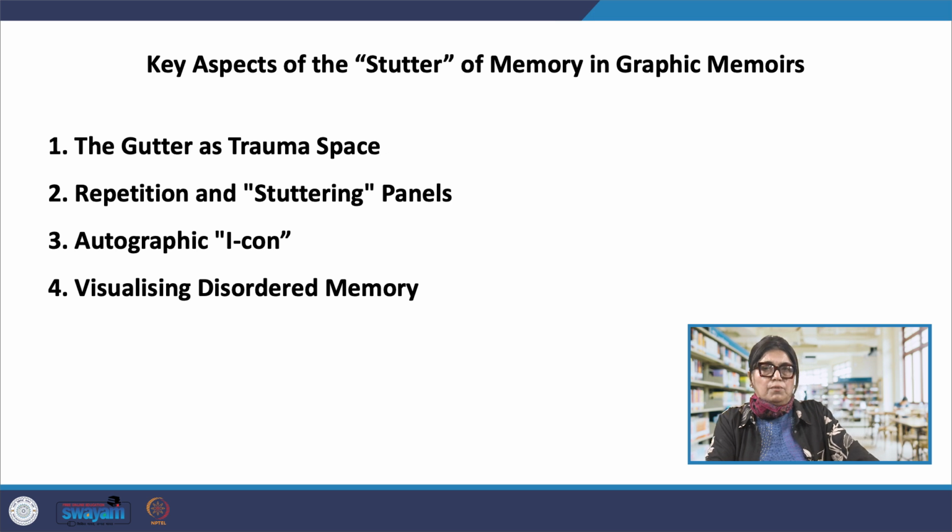Visualizing disordered memory. The medium allows artists to show that memory is not linear, utilizing overlapping, chaotic, or non-sequential imagery to represent flashbacks, emotional disturbance, and the struggle to construct a coherent personal history. So, we will discuss this factor in much more detail in the later part of this lecture.